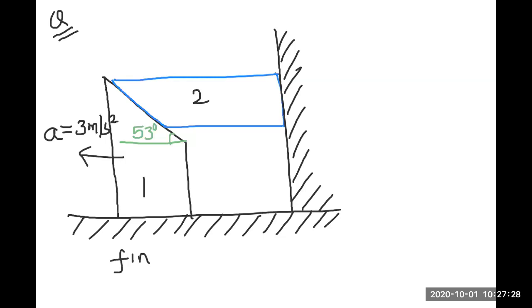Find acceleration of 2. कंडीशन दिया है ना 1 और 2 ऑलवेज इन कांटेक्ट, तो गिवन है ना, that is 1 and 2, the blocks 1 and 2 always remain in contact with each other.